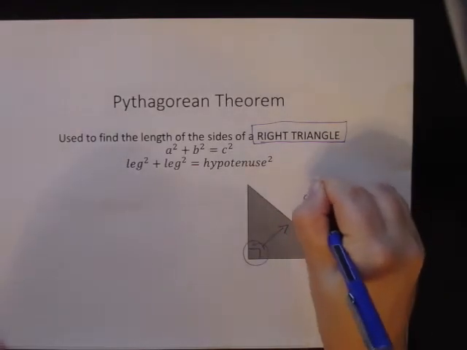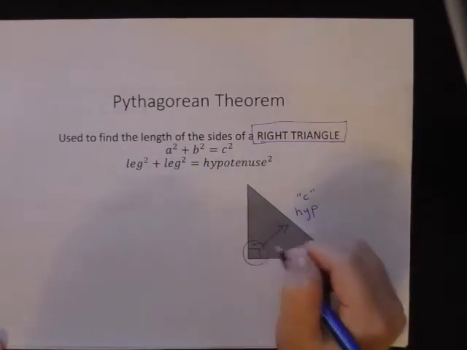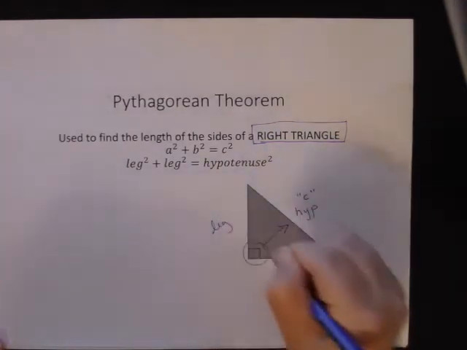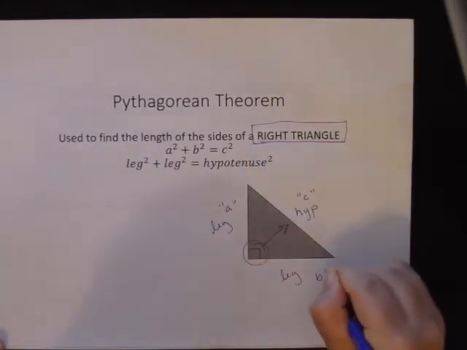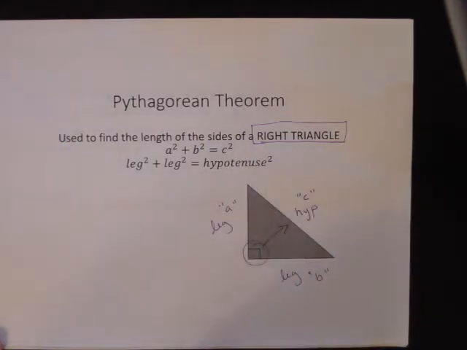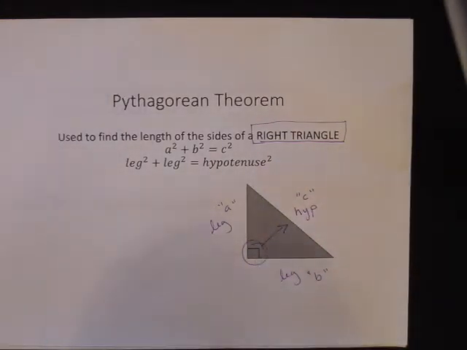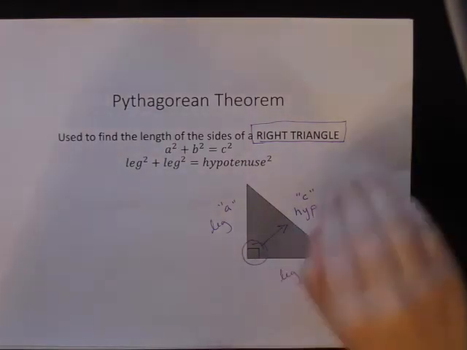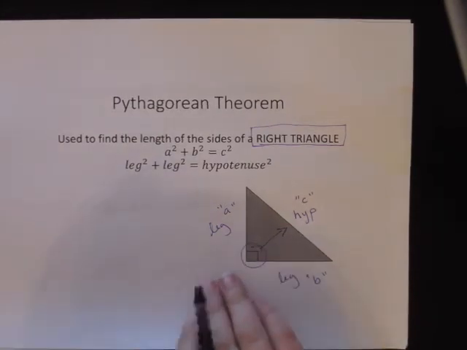This is also known as your C whenever you write your formula. Now the two that are adjacent to the right angle are just known as the legs. And it doesn't matter if this is A and this is B, or if this is B and that's A. So whenever you have to use the Pythagorean theorem, you're going to have a right triangle. The way that you know it's a right triangle is that you have a box, and whatever side is across from your right angle is always known as your hypotenuse, which is your longest side.